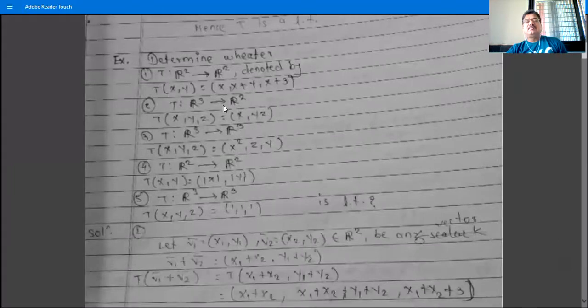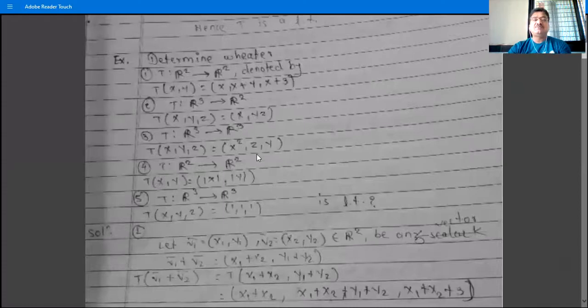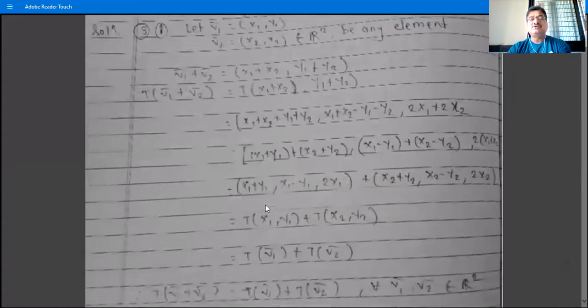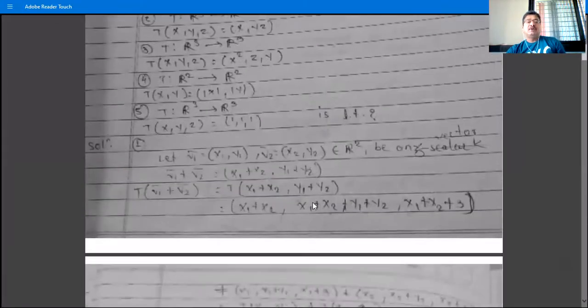Now determine whether the following examples are linear transformations. T(x, y) = (x, x + y, x + 3). Is it a linear transformation? The answer for the first is not a linear transformation because of this x + 3. When a function is not a linear transformation, at least one of these two conditions fails for that function. That is, T(V1 + V2) is not equal to T(V1) + T(V2), or we have to show T(kV) is not equal to kT(V). Okay, so one of the conditions fails.